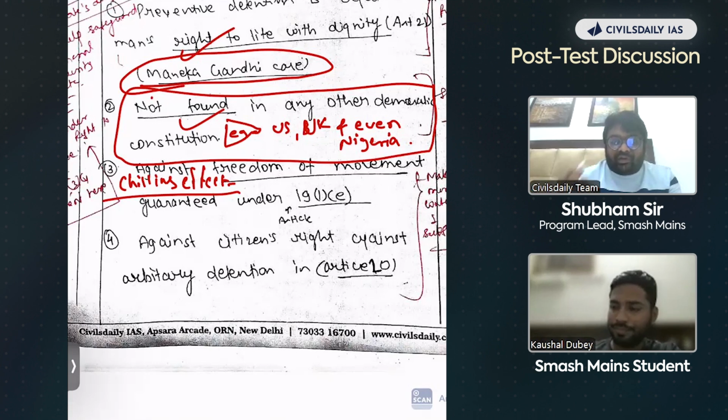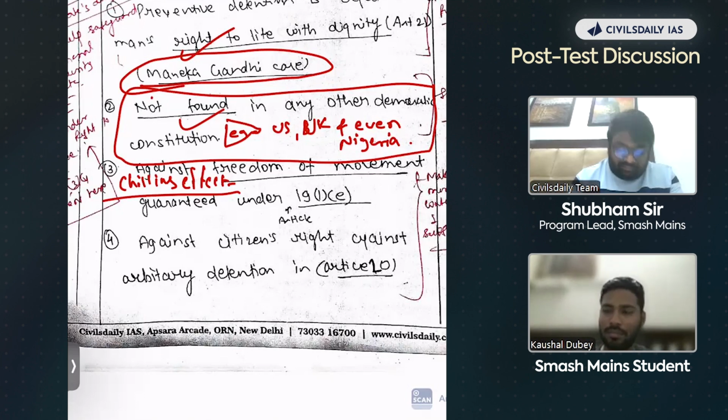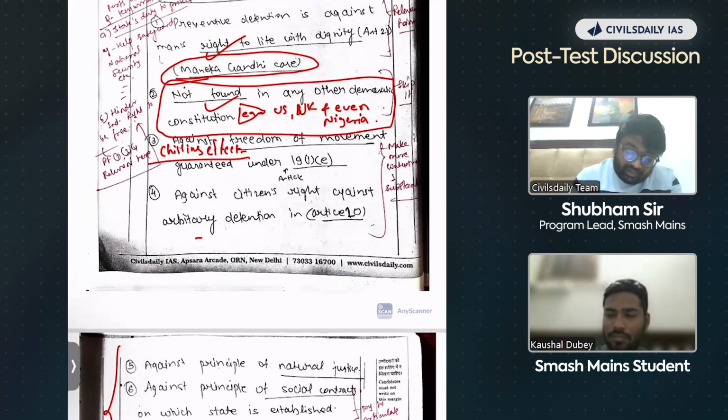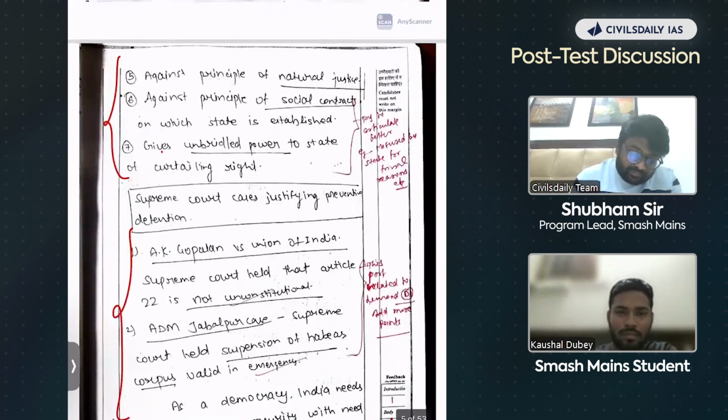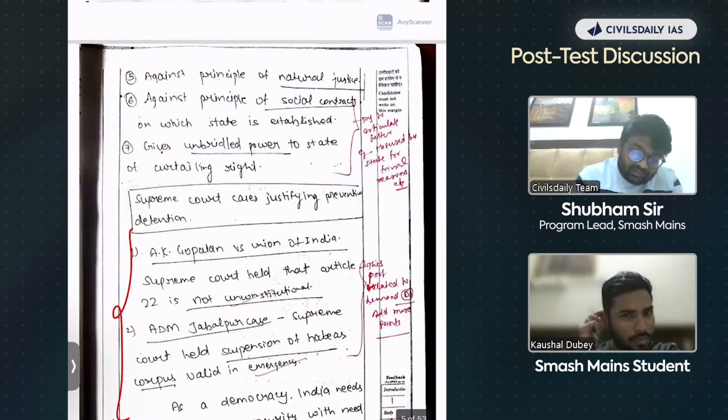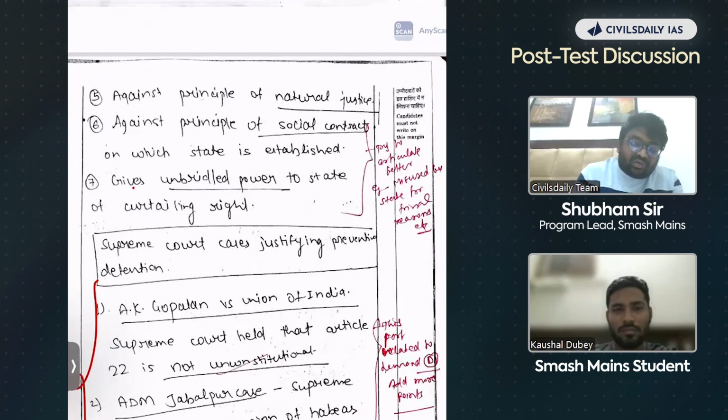Okay. So now, whenever you are mentioning that a particular provision goes against any of the fundamental rights, you can make chilling effect as your subheading. Okay. Right against arbitrary detention. Principles of natural justice against principle of social contract. Here also, principle of social contract, then in bracket, Locke and Hobbes. Right. Yeah, these were the scholars who have provided the social contract.